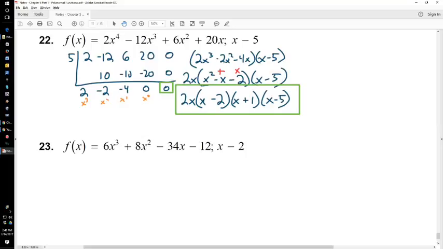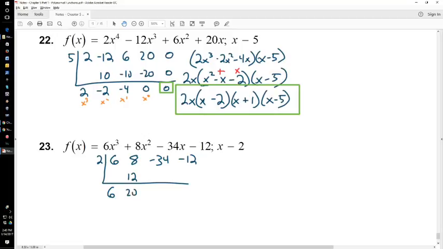All right, last but not least, number 23. You got an x minus 2, so we're going to use a +2. And pull our coefficients out. We got the 6 for the x cubed, 8 for the x squared, -34 for the x, and -12 for the y-intercept. So drop it down, multiply, add, multiply, add, multiply, add. So 6 times 2 is 12. Add those up, you get 20.